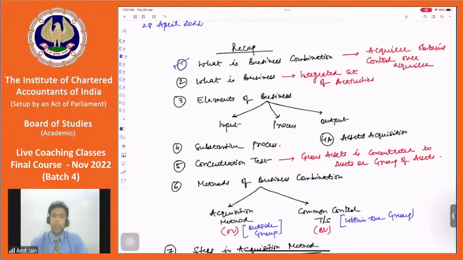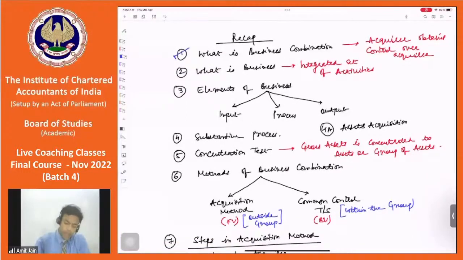AS 14 we have talked about under Indian GAAP. It includes only merger and amalgamation. It does not talk about acquisition. So the scope of AS 14 was very limited, and the scope of Ind AS 103 is very, very wide.